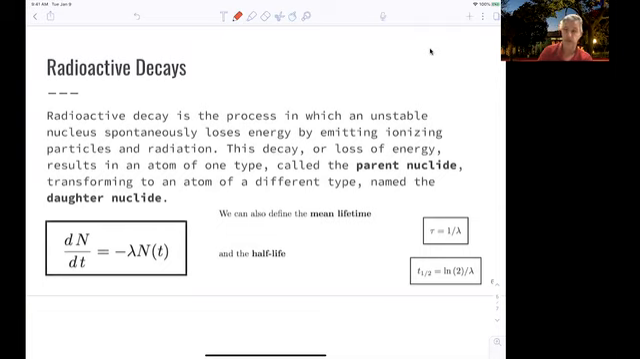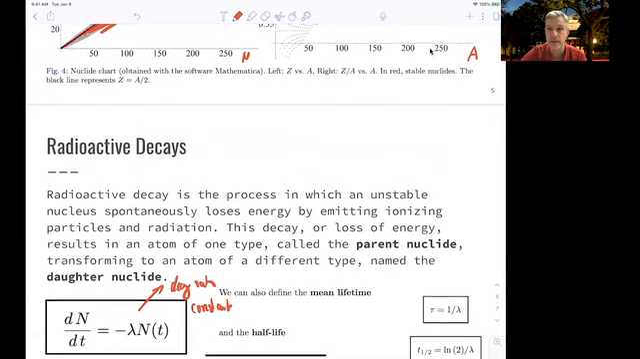We have already looked at decay rate in the context of particle physics interactions, but we can define this very similarly here: the decay rate, or sometimes this is called the decay constant. And then, as we did before, we can define the mean lifetime or the half-life of a parent nucleus.